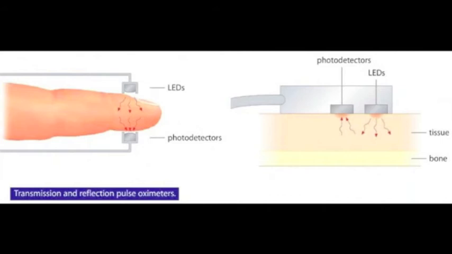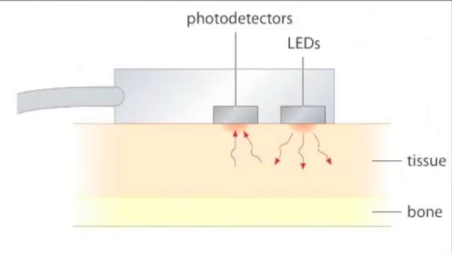The most common type has the LEDs on one side of the tissue and the photodetectors on the other side. An alternative type works by reflection. Both the LEDs and the photodetectors are on the same side of the tissue. Light produced by the LEDs moves through the tissue and is then reflected and detected by the photodetectors.